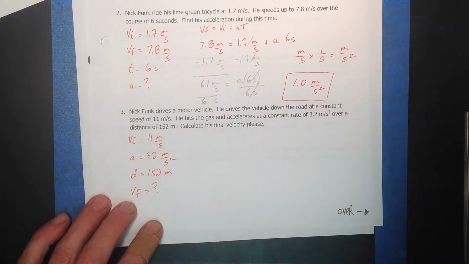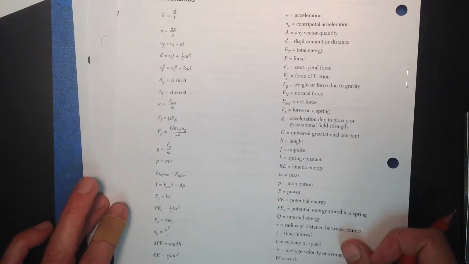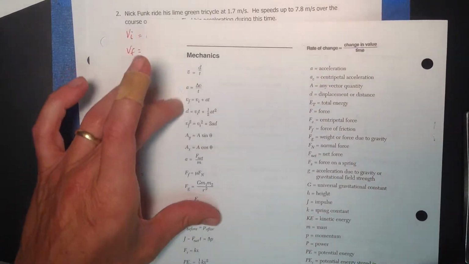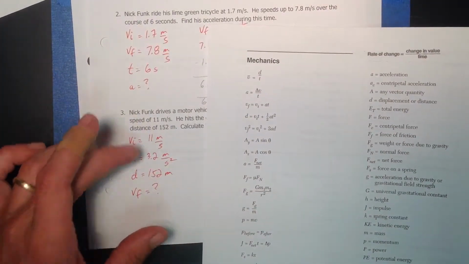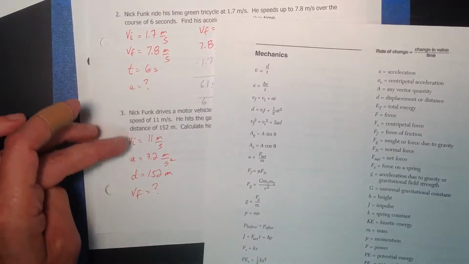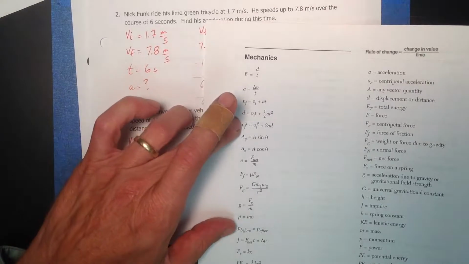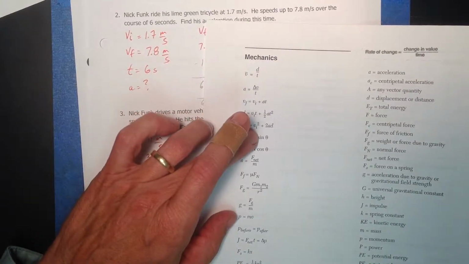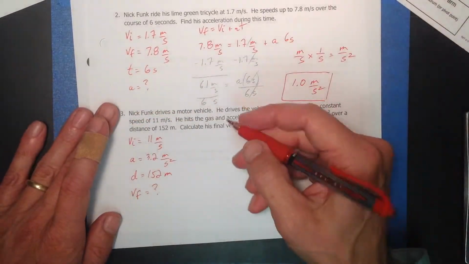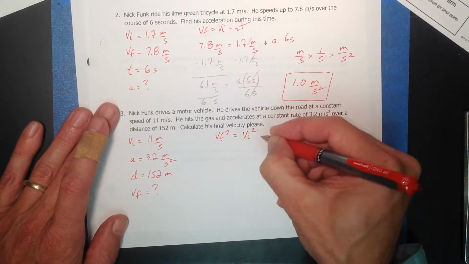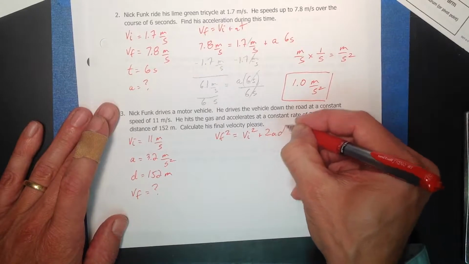Let's look at our formulas here. Try to realize which of our formulas are going to work, have all those variables in it. And this is often the hard part. Which one has all of the ones that we want? And what you're going to see is that it is this fifth one. VF squared equals VI squared plus 2AD. So let's use that. VF squared equals VI squared plus 2AD.